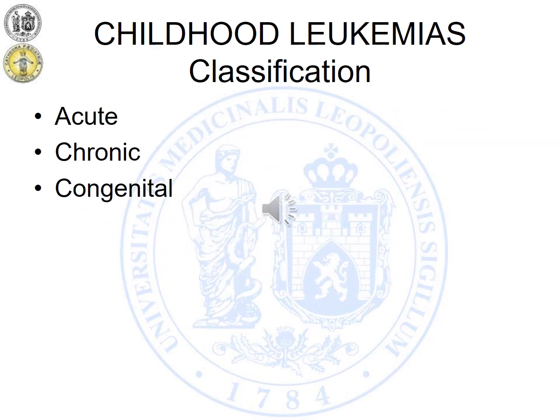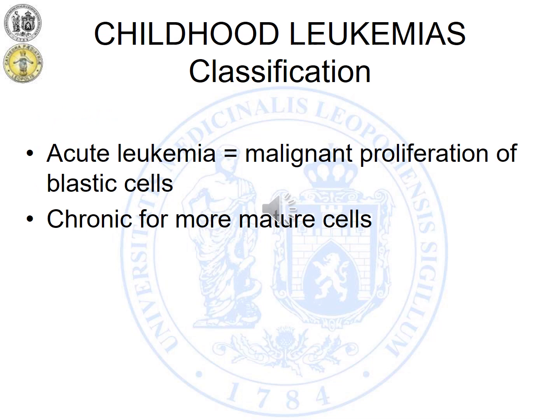Finally, we consider other lymphoproliferative disorders such as leukemias, which can be acute, chronic, and congenital. Leukemia refers to the malignant proliferation of immature blastic cells. When the proliferation involves predominantly more mature cells, the leukemia is classified as being chronic.